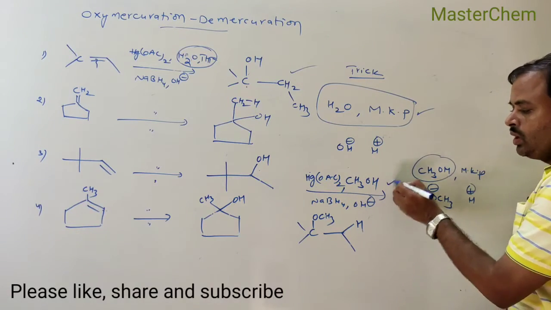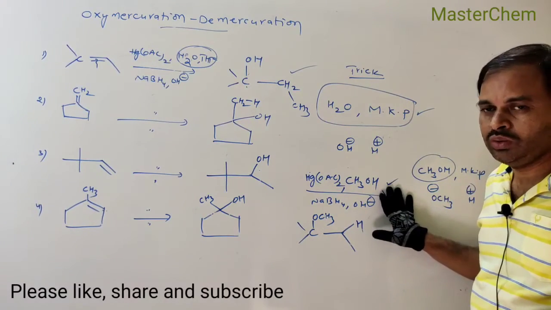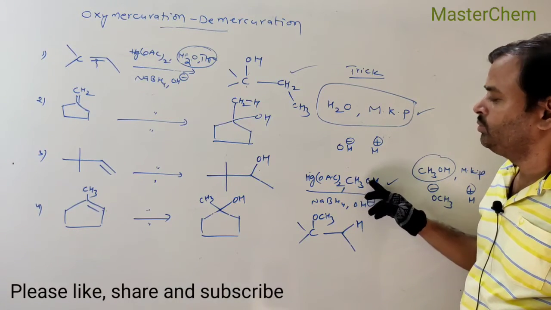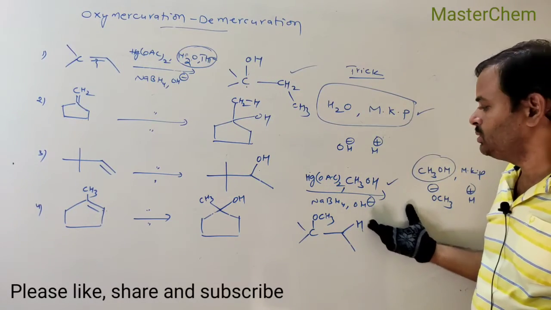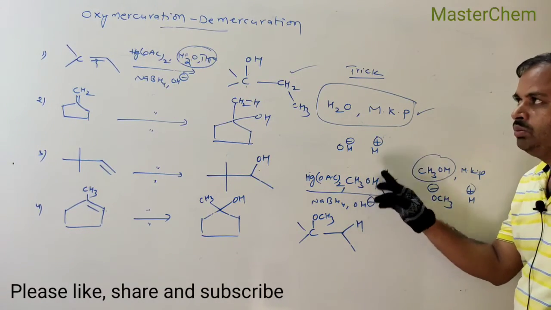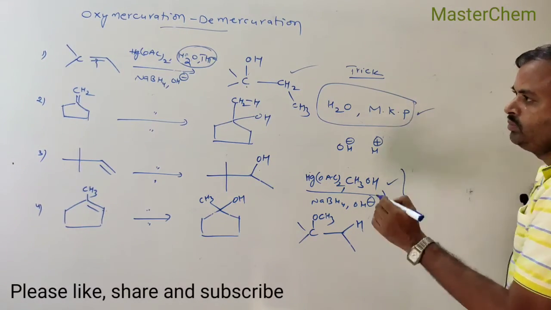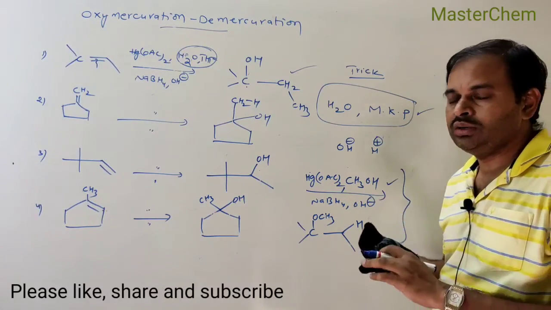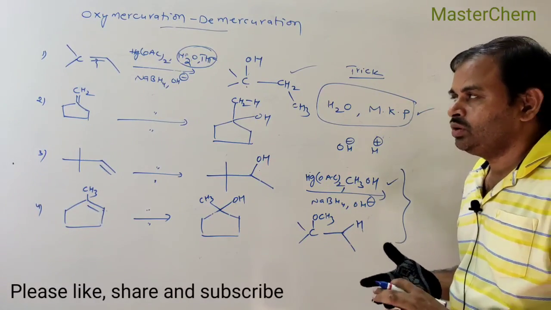So this is one of the applications. Okay, if H2O is replaced with CH3OH, this is called methoxymercuration-demercuration, or alkoxymercuration-demercuration. So this is one more application. Okay, this is about oxymercuration-demercuration reaction, mechanism, and different examples, applications. Okay, so this is the end of this topic. Thank you.